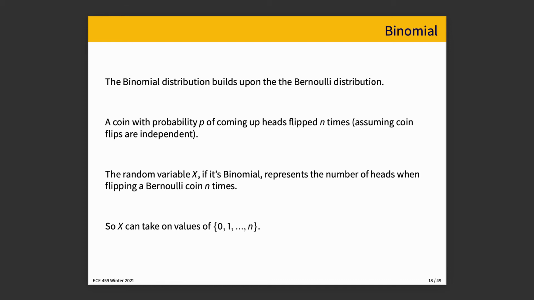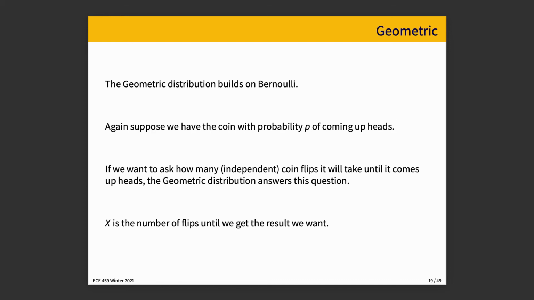The geometric distribution builds on the Bernoulli distribution, and suppose that we have a coin with probability p of coming up heads. I want to know how many times will I have to flip the coin until it lands on heads. On average, of course. X represents the number of flips until we get the result we want. It could be the first time, it could be the third time, it could be the 10th time. You don't know really until you actually execute the experiment, but you can say on average we think it will take about this many times before you get heads.